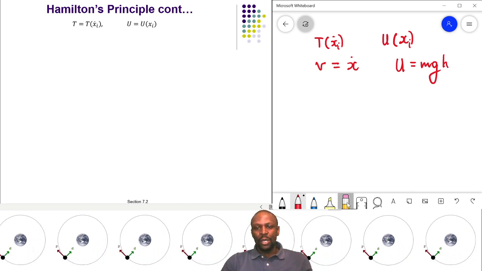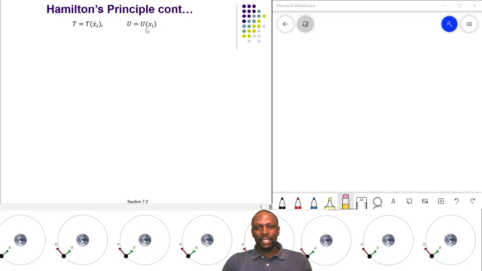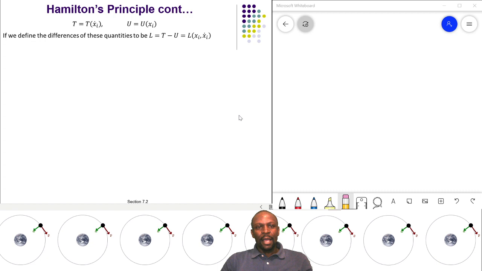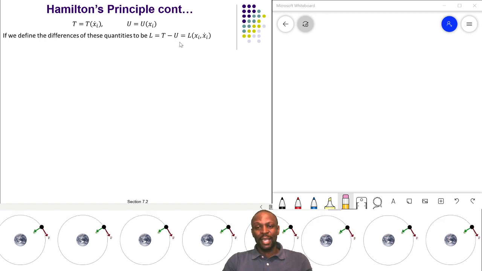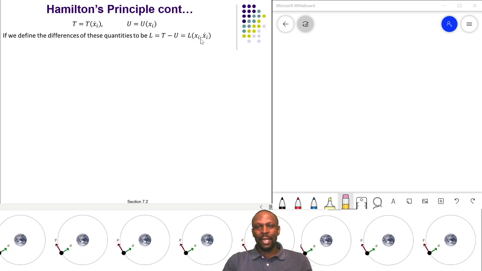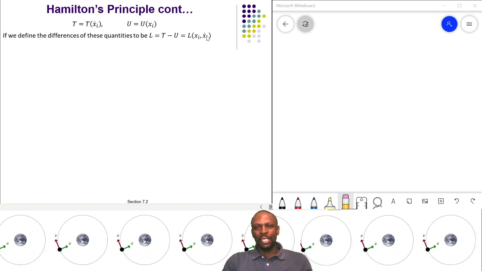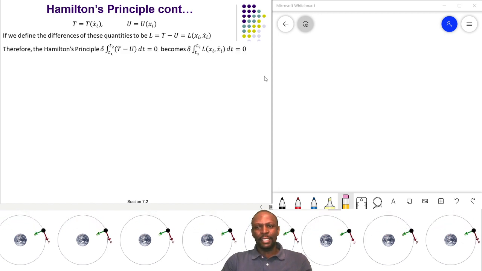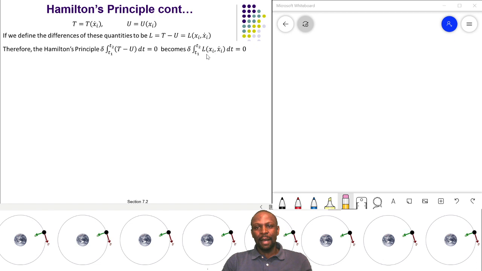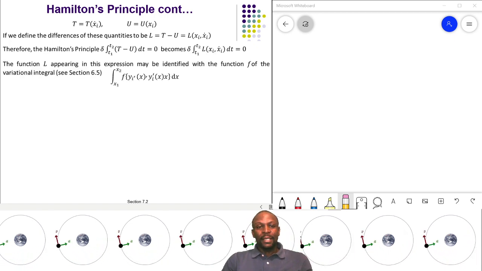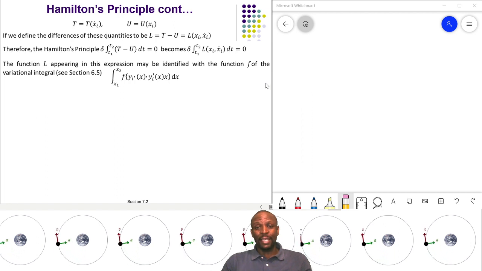on the coordinate system. So it is clear that the kinetic energy is a function of the velocity, while the potential energy is a function of the position. Right. Now, if we denote the difference between these quantities by L, which is the Lagrangian, I hope you can agree with me from the previous chapter that we can write this as L of x_i and x_i dot, the Lagrangian in terms of this, where this refers to the potential term, while this refers to the kinetic energy term. Therefore, the Hamiltonian principle will become this equation that you are seeing there. Right. Now, the function L appearing in this expansion may be identified with the function F of the variational integral that we have done in chapter 6.